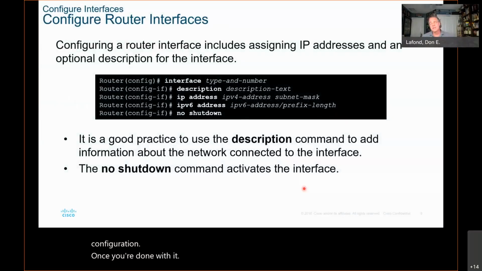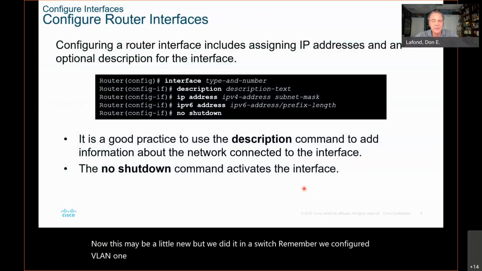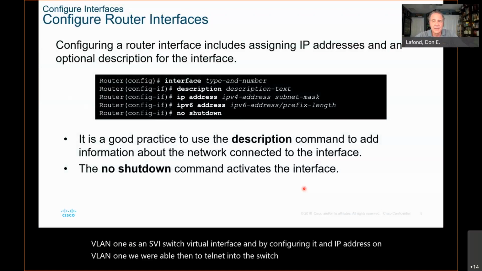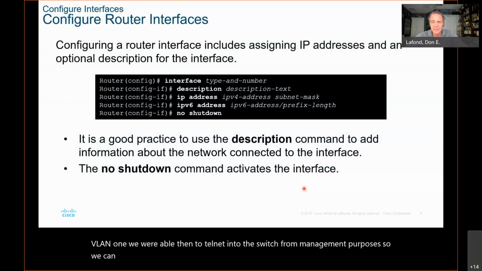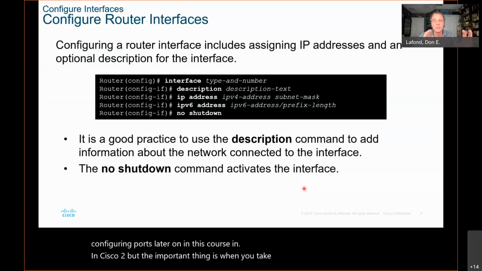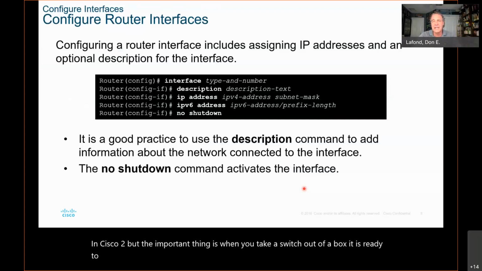Now, this may be a little new, but we did it in a switch. Remember, we configured VLAN 1 as an SVI, switch virtual interface. And by configuring an IP address on VLAN 1, we were able then to telnet into the switch for management purposes. So we can configure ports on the switch. And we'll learn more about security and configuring ports later on in this course and in Cisco too. But the important thing is, when you take a switch out of a box, it is ready to go. You do not have to configure anything on it. Everything is up. You plug some computers on and they are talking.